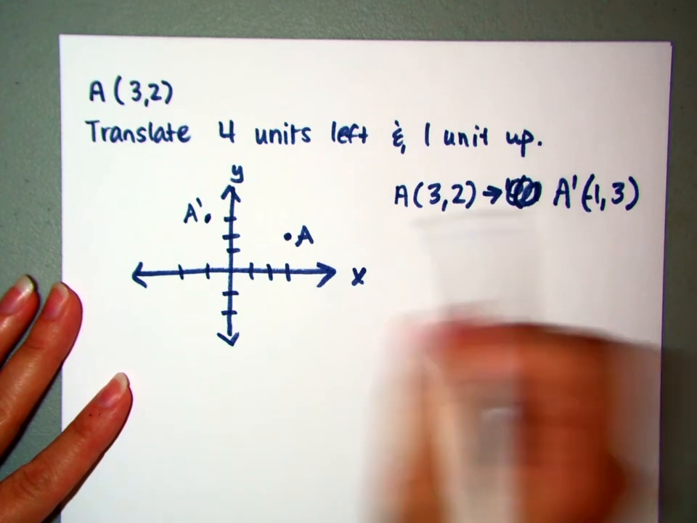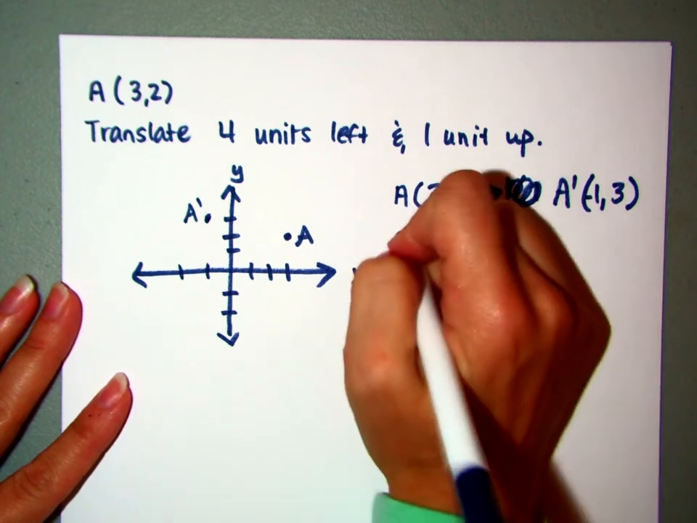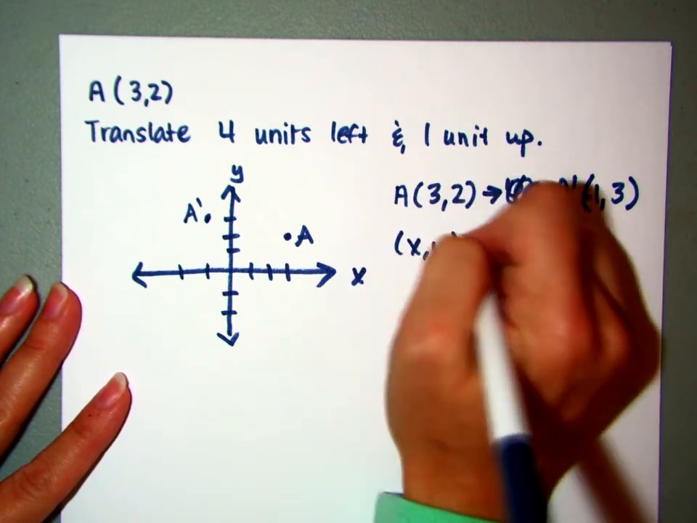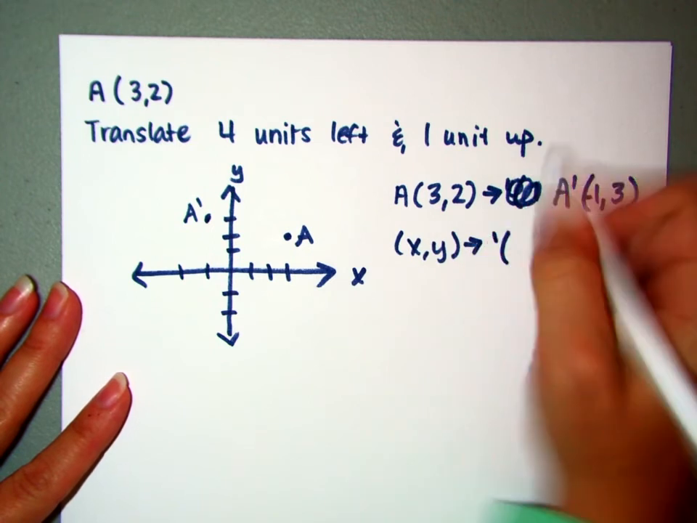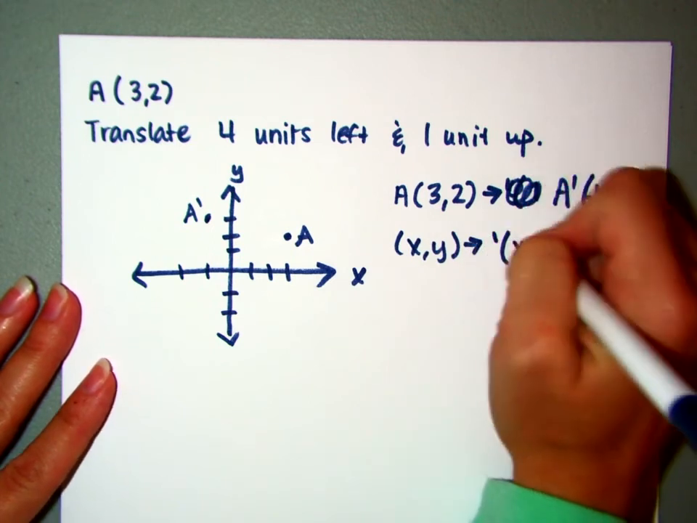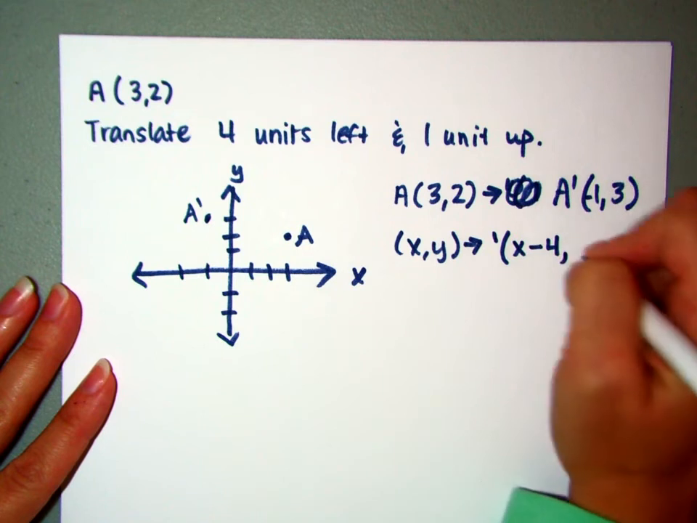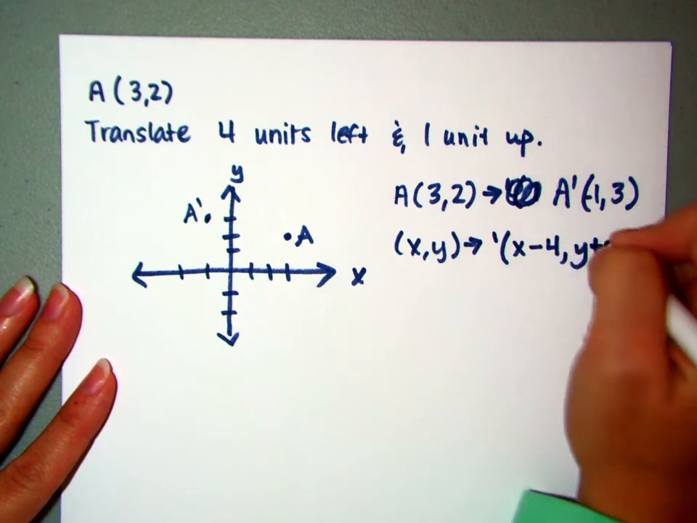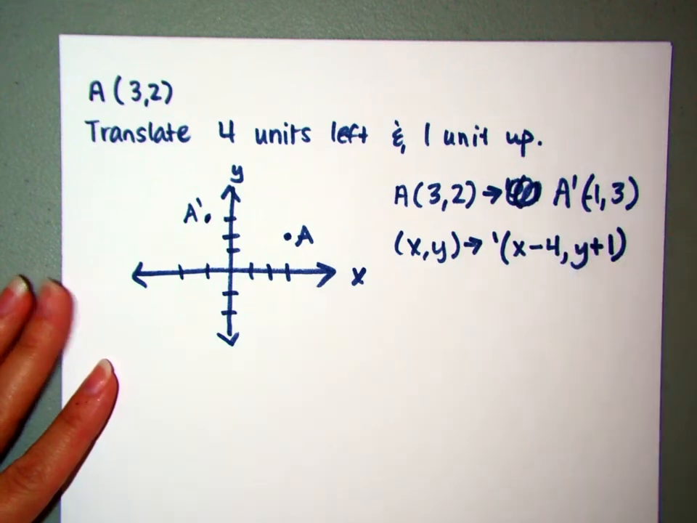And so what you're looking at then is to write the rule. x, y approaches x prime, y prime. What happened? Well, x moved to the left 4 units, and the y went up 1 unit. So that would be your rule.